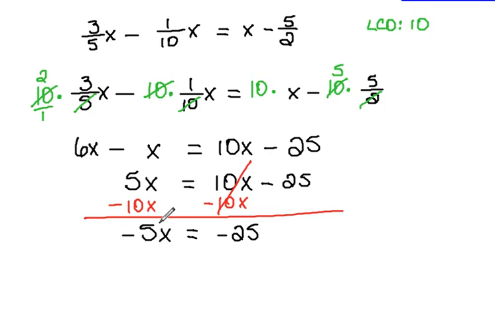So now we still want x alone. So the opposite of multiplying by negative 5 would be to divide by negative 5. That way we get rid of the sign and the number at the same time. So we're left with x equals negative 25 divided by negative 5, which is positive 5.